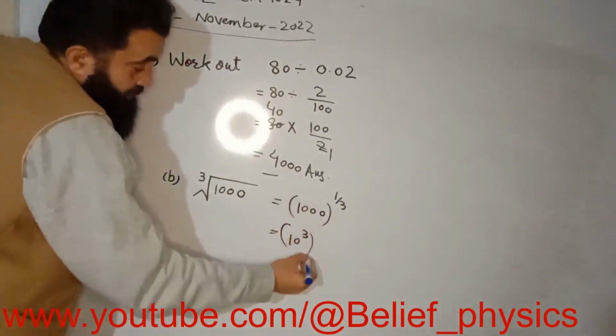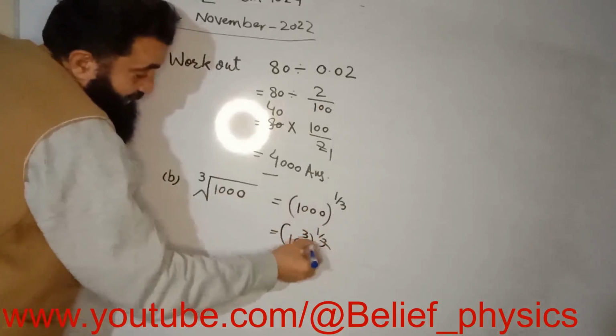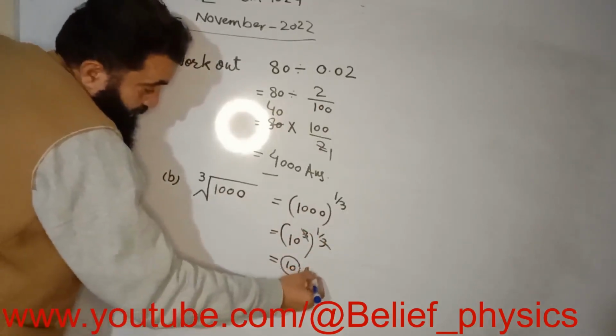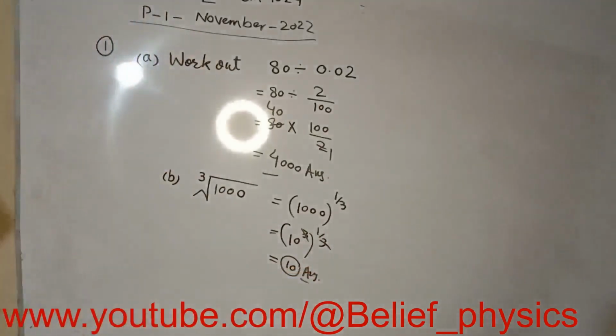And whole power is 1 over 3. Now this 3 is cancelled with this 3 and we are left with 10. So 10 is the answer of part B of question number 1.